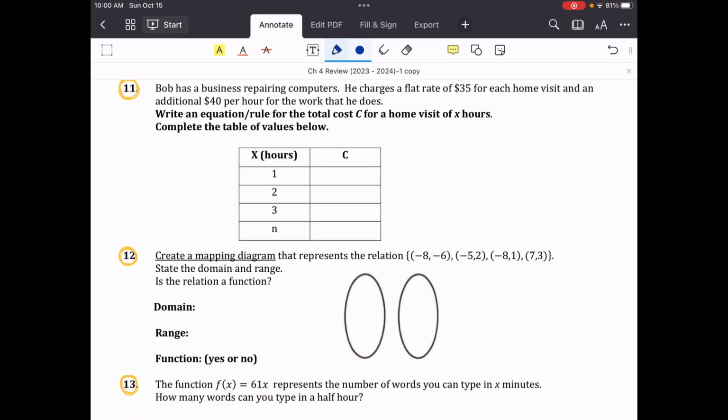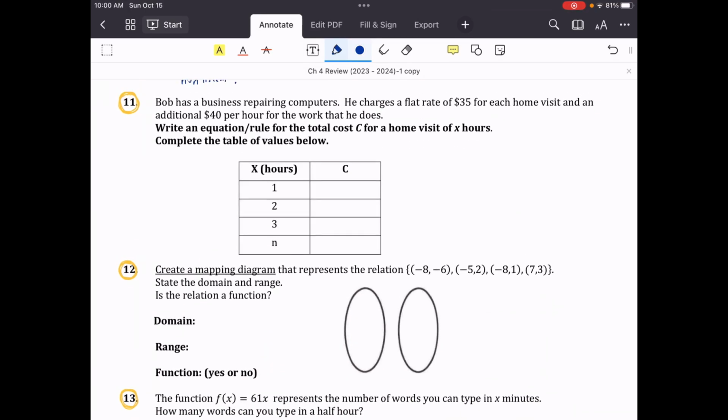All right. Question 11. Bob has a business repairing computers. He charges a flat rate of $35 for each home visit and an additional $40 per hour for work that he does. Write an equation for the total cost C for a home visit of x hours. So we know that C is the total cost, and then x hours, we're going to say $35 for the home visit with an additional $40 per hour. So that 40 gets the variable. The 35 is just an initial fee, a one-time purchase, and then 40x.